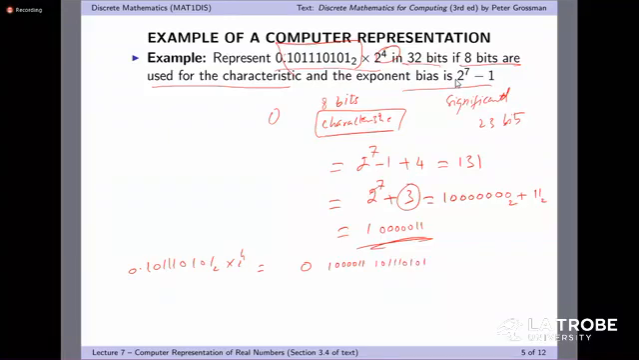Yeah. But I need 23 bits here, not just whatever number is written. How many bits are there? 1, 2, 3, 4, 5, 6, 7, 8, 9, and the remaining 14 would be just trailing zeros to make it 23 bits. This is how, in a 32 bit scheme, I would represent a real number.